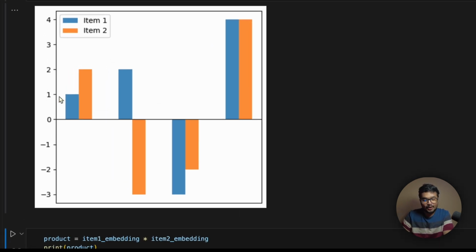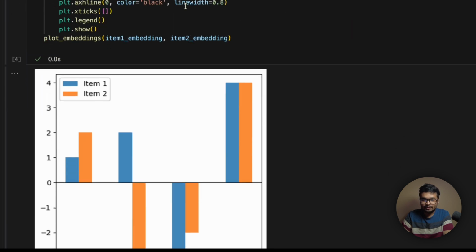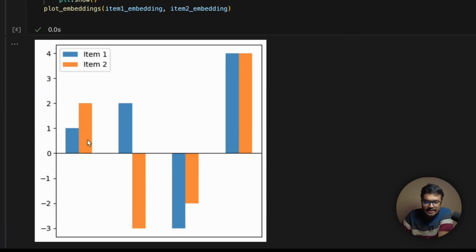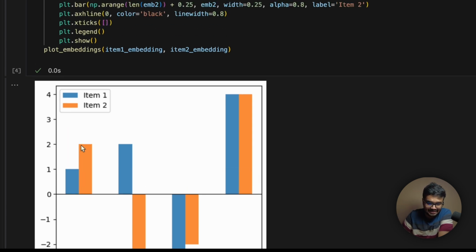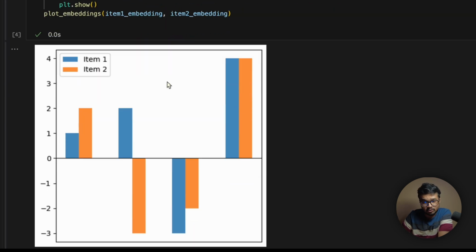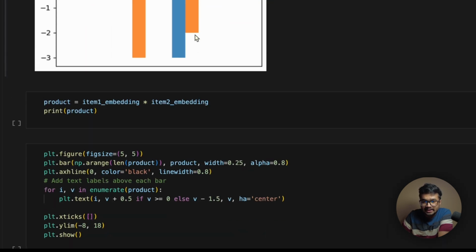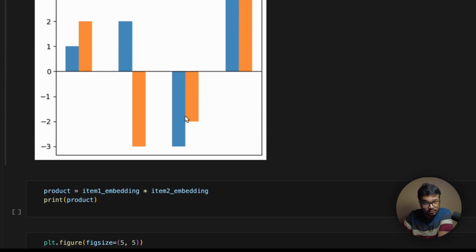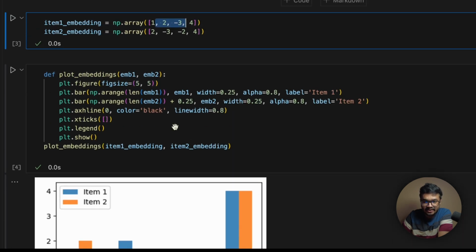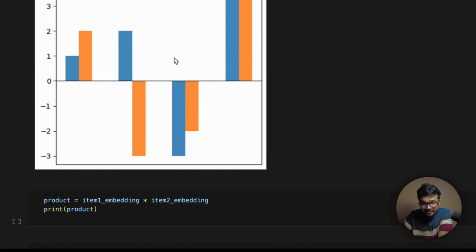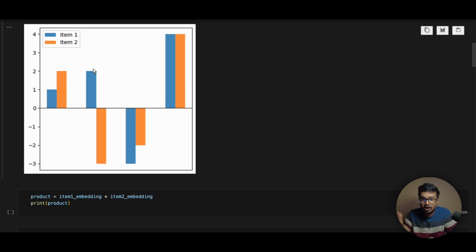So here I am plotting how these numbers sort of look like, and if you see, you'll find where the values of item 1 and item 2 are similar. At the first point, they are quite similar. Item 1 was 1, item 2 was 2. And the last point as well, it's quite similar. They're both 4. In this third point, they're also similar because they're both negative, and one is -2, one is -3. In the second point, they are not similar because they are facing opposite directions.